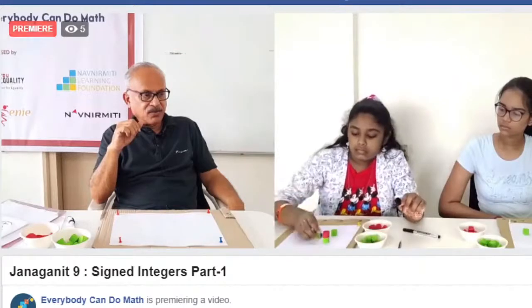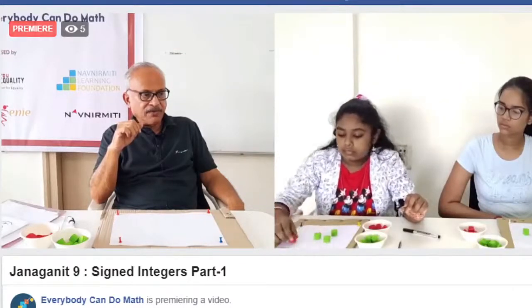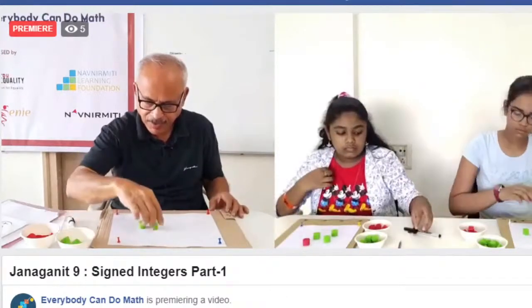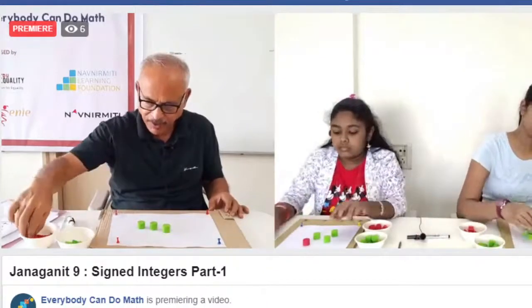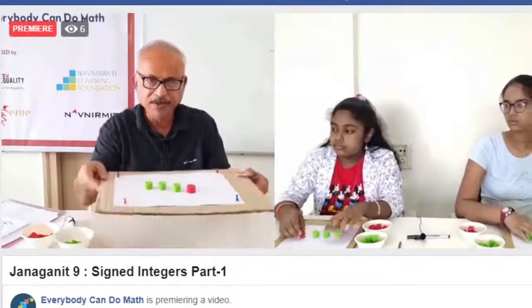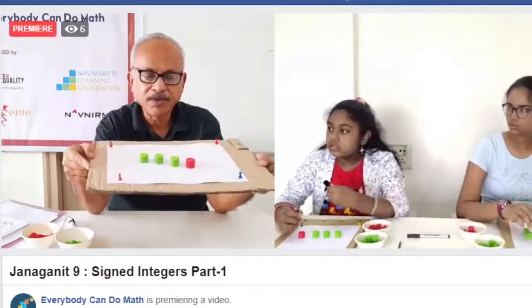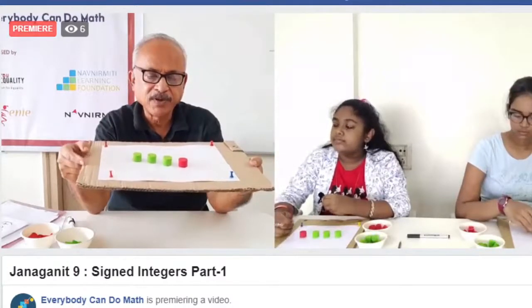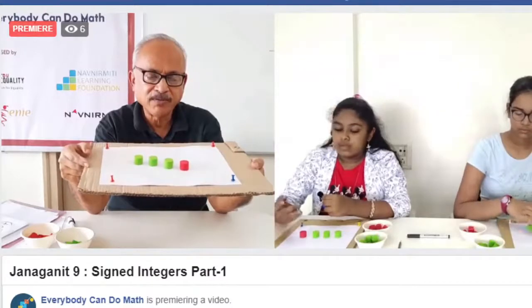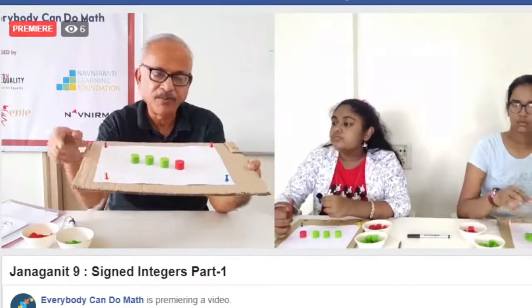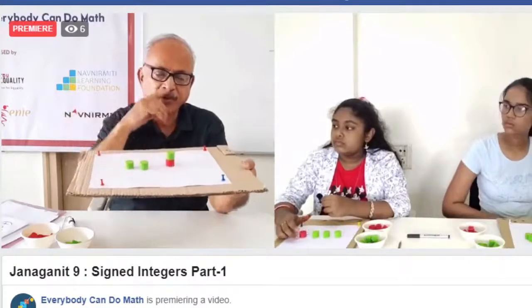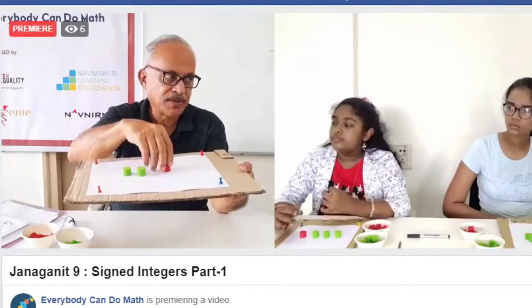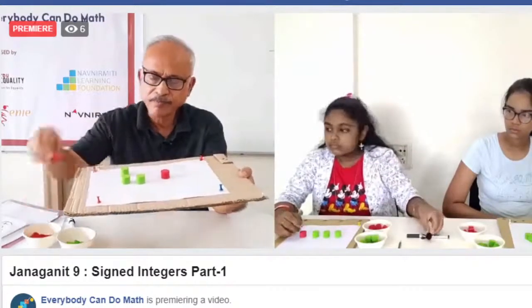Keep 3 green plugs and 1 red plug. I'm making it here, 3 green plugs and 1 red plug. So how many positives is this? Gyan Jyoti? 3 positives. How many negatives is there in my account? 1 negative. What is the value of my account? 2 positive, right? Because I combine this and the value is 2 positive. This is a 0. Value is 2 positive.